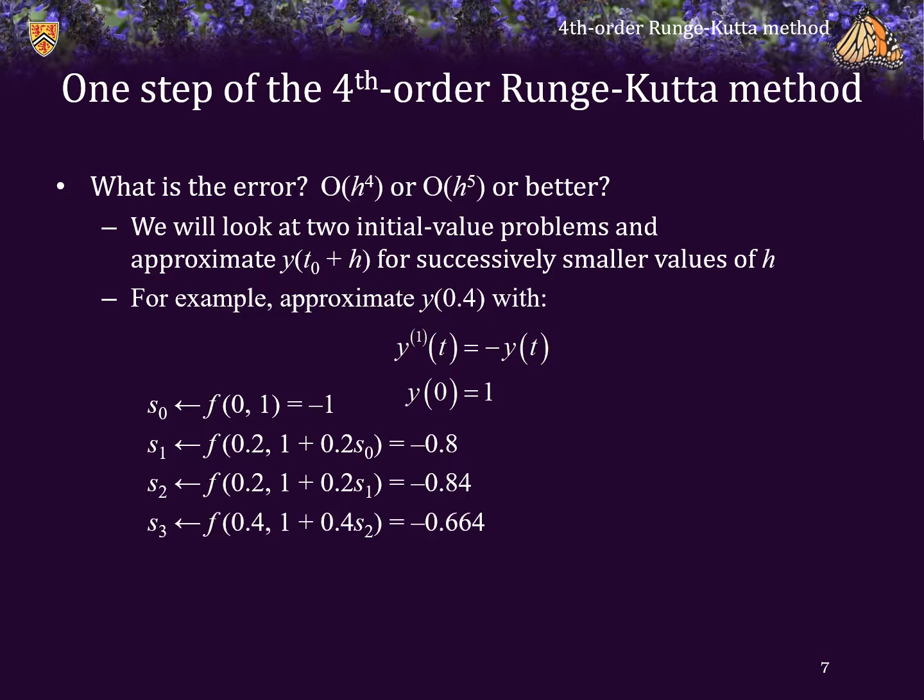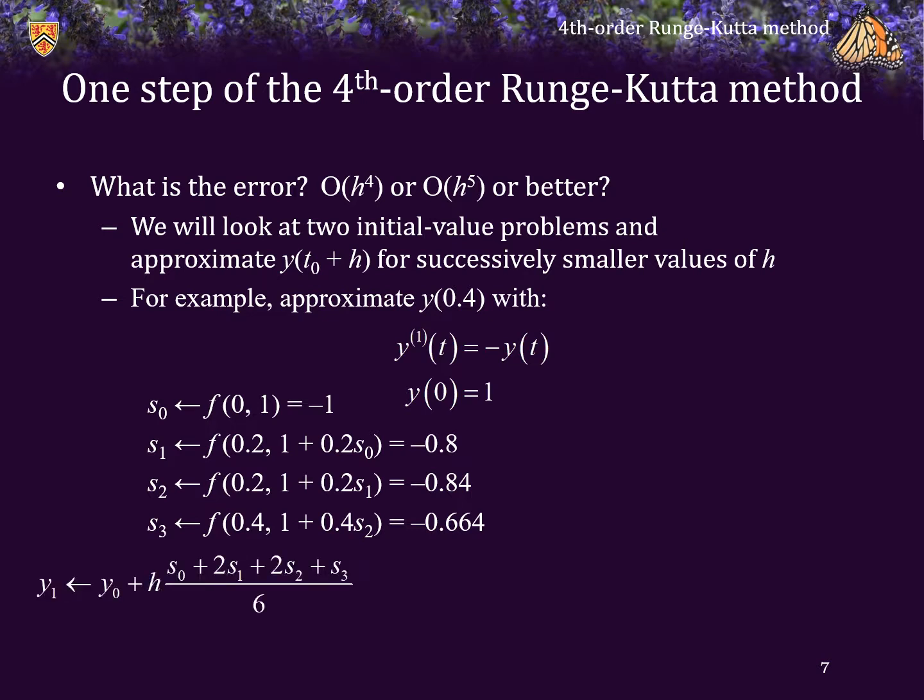Finally, we're going to follow this 3rd slope out a distance h. So in this case, 0.4. So t is equal to 0.4. The y value is 1 plus 0.4 times the previous slope. If we calculate the slope at this point, we get that it is -0.664.